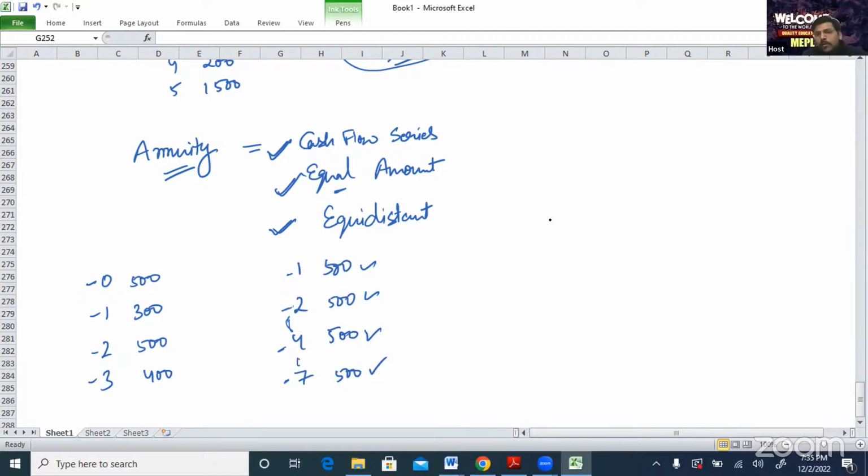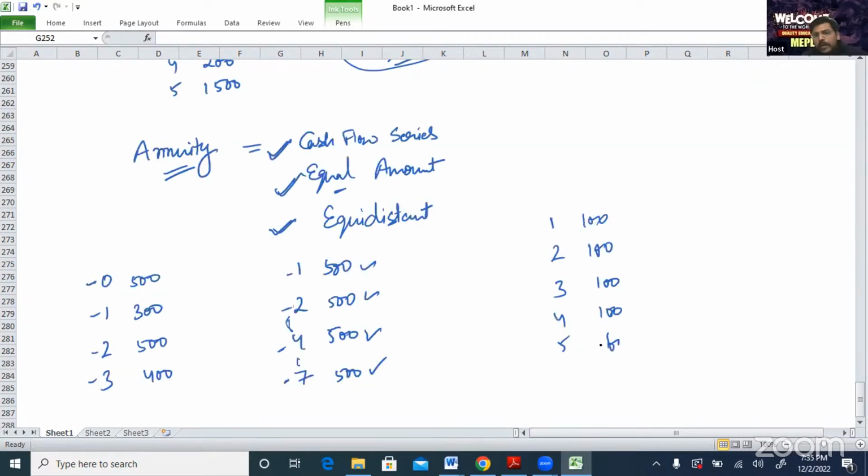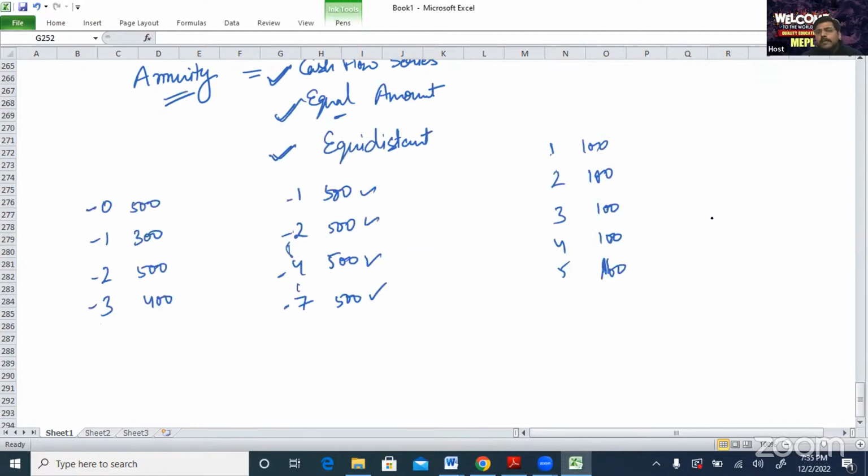So what is an example of annuity? For example, we have this cash flow stream 100, 100, 100, 100 and 100. This is my annuity, because you can see my cash flows are equidistant, and my amount is also the same. So that kind of series is called an annuity. There are many examples of annuity. For example, a fixed rate loan with an EMI is an example of annuity.